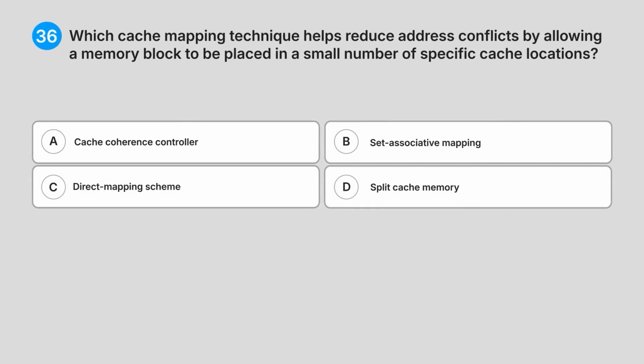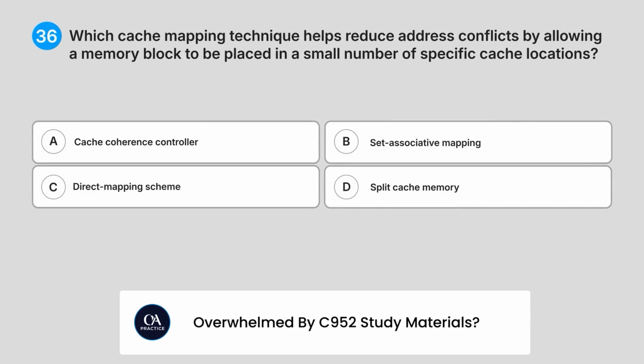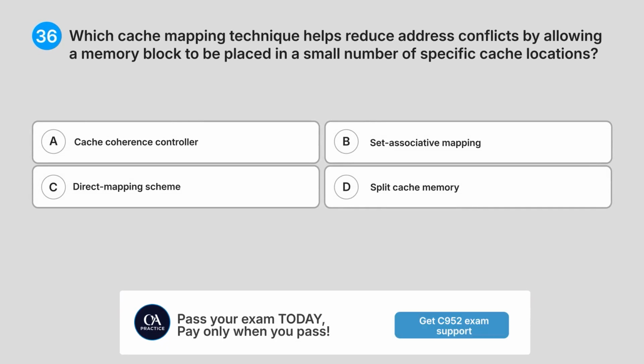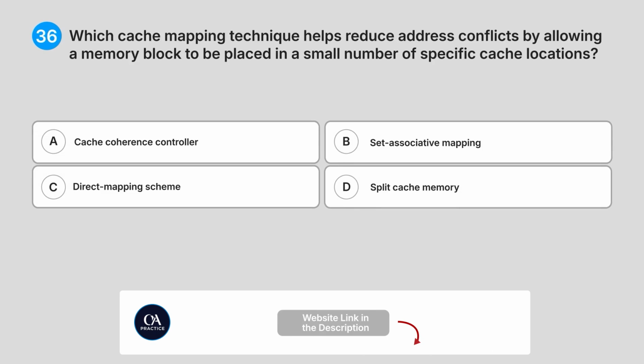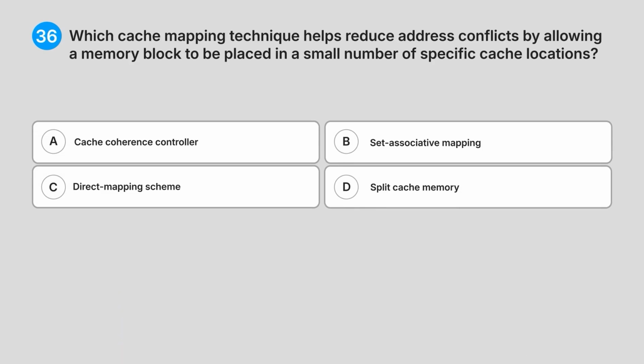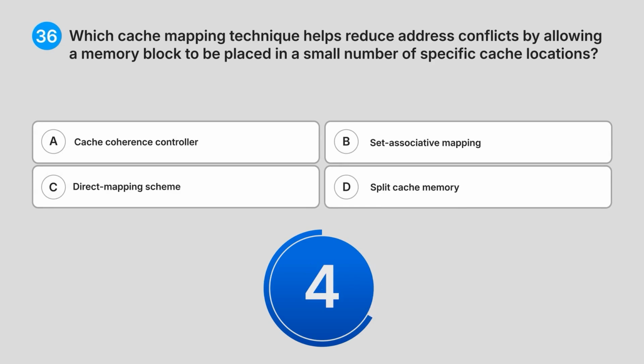(36) Which cache mapping technique helps reduce address conflicts by allowing a memory block to be placed in a small number of specific cached locations? A. Cache coherence controller. B. Set associative mapping. C. Direct mapping scheme. D. Split cache memory. Do you know the answer?